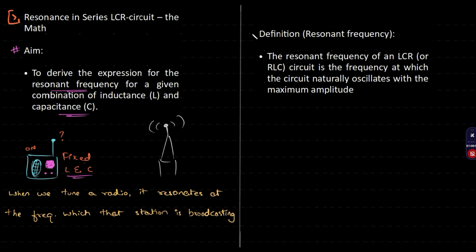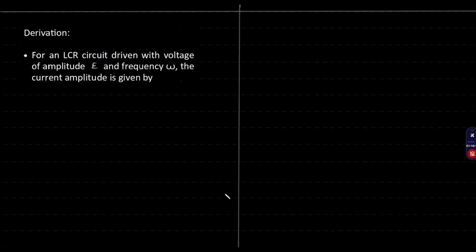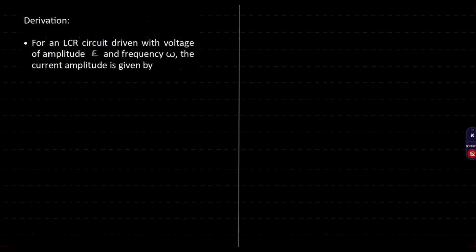Now let's define the resonant frequency. The resonant frequency of an LCR or RLC circuit is the frequency at which the circuit naturally oscillates with the maximum amplitude. That's your definition. It's the same thing as what we discussed. Now let's look at the derivation. First we start off with an LCR circuit having a voltage of E and an angular frequency of omega, or frequency of f.